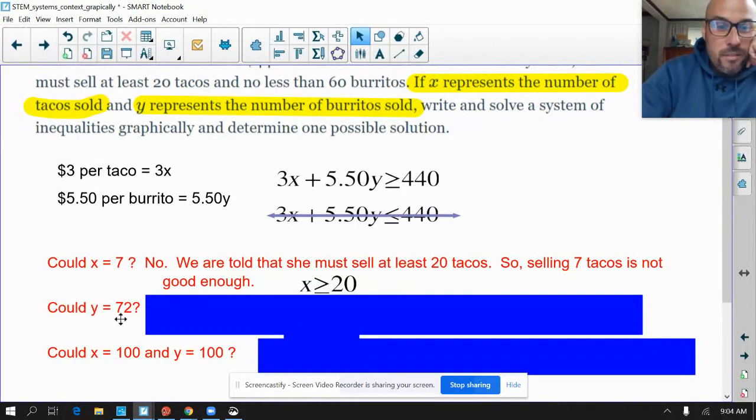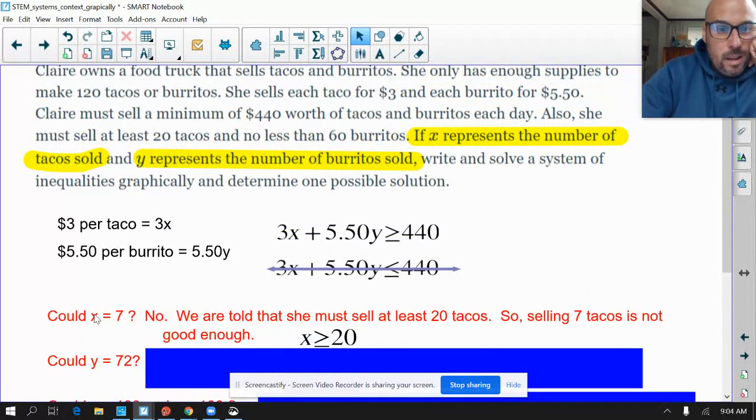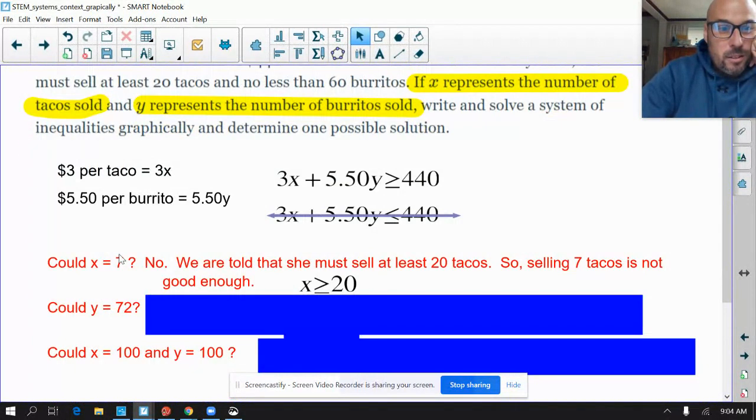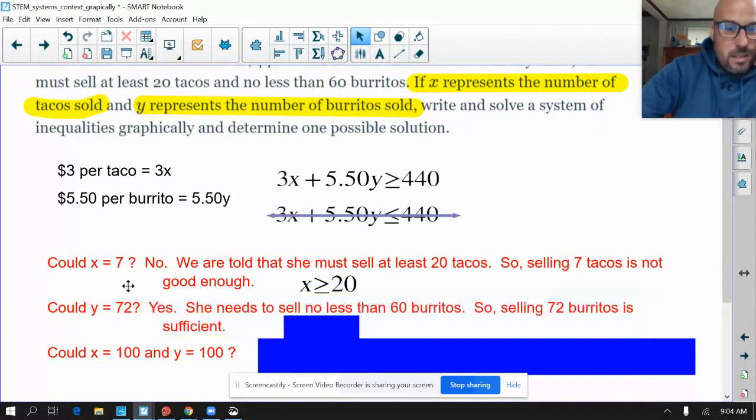Could y equal 72? Knowing what y equals, could y equal 72? The answer is yes. She has to sell no less than 60 burritos. So 72 is not less than 60. So 72 burritos would work. She has to sell at least 60 burritos. So y has to be greater than or equal to 60.